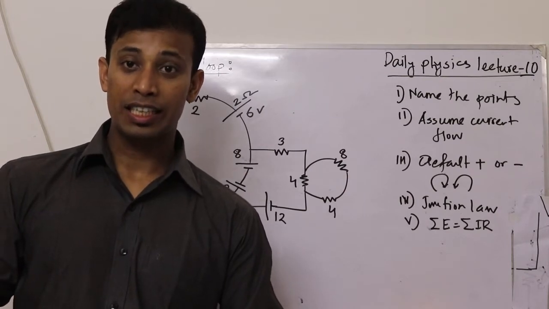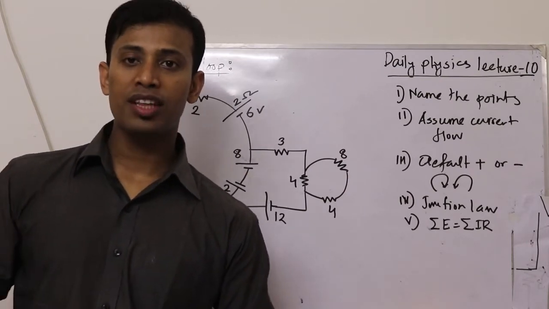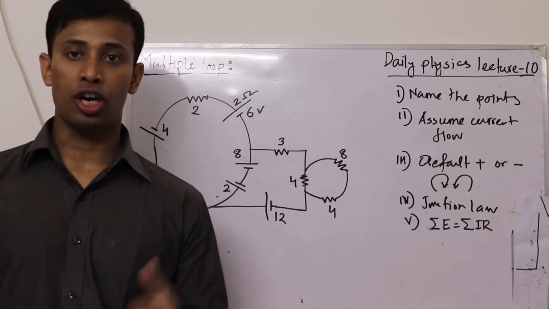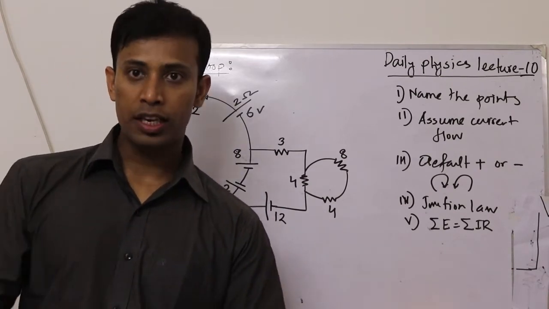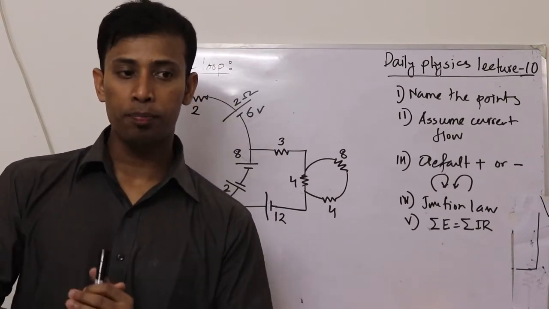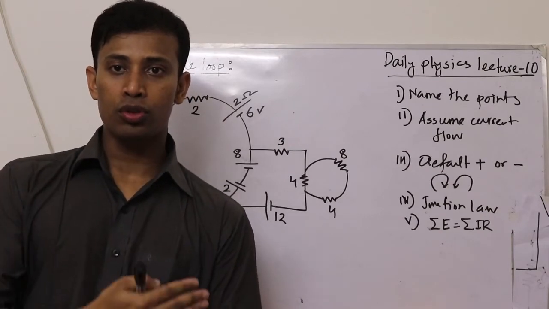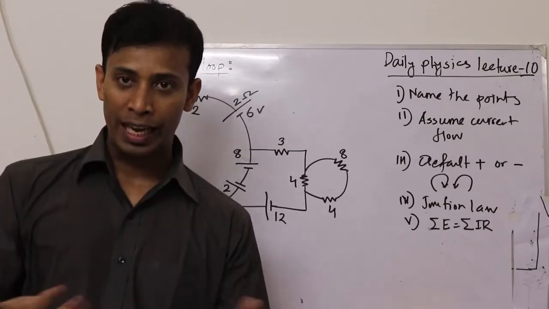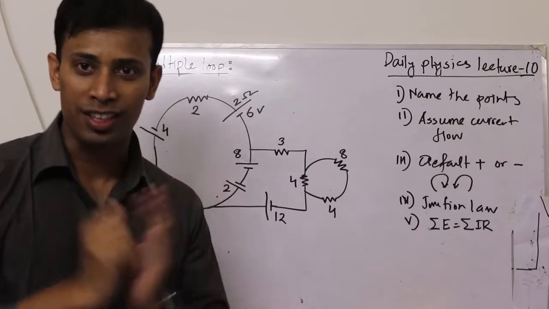Today's lecture is 10. In the past 3 days we were discussing Kirchhoff's law. In the previous day we discussed the multiple loop problem. Today we are going to do a multiple loop problem again, but with a slightly weird circuit.